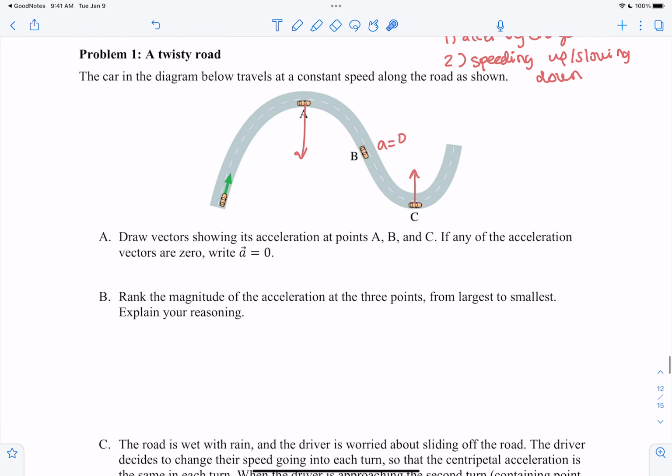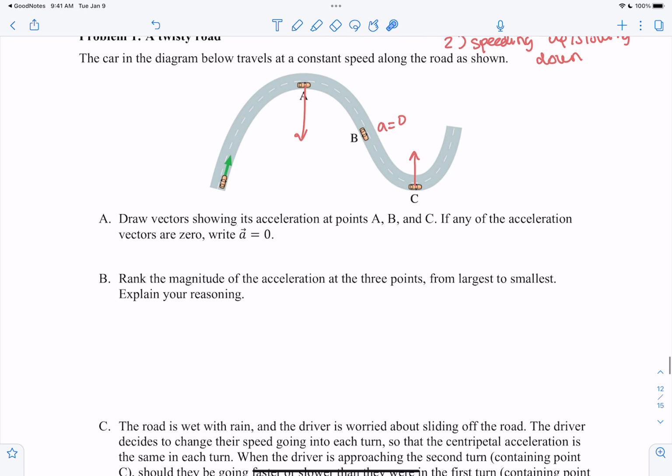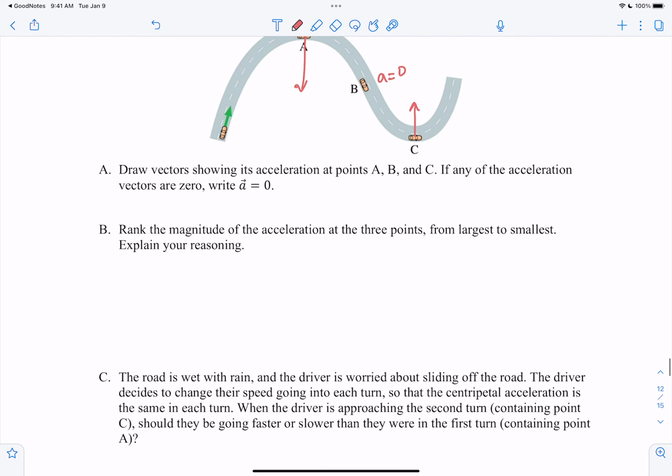Now for part B, we have to rank the magnitude of the acceleration at the 3 points. We can really see that if A has a vector and C has a vector and B doesn't even have an acceleration, it logically makes sense for B to have the least magnitude of acceleration for all those 3 points. Now, how do we compare A and C? Anyone have any ideas?